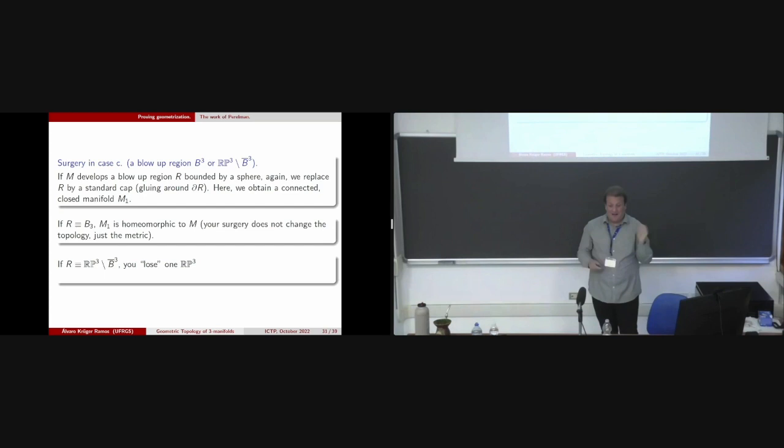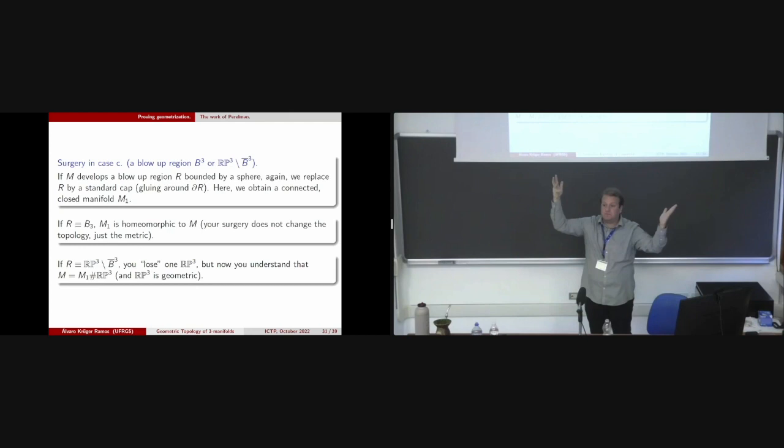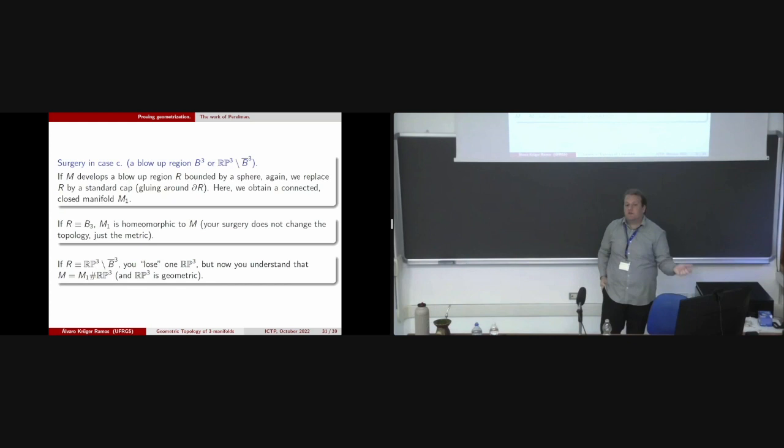But if you had something like RP3 minus a ball, you are losing one RP3. You are replacing RP3 by S3. But then you are again making a connected sum of M. You find out that M had this sphere, where inside this sphere you had RP3, and outside this sphere you had something else, M1. And now this is exactly how a connected sum works. So you don't decompose it as a connected sum because the RP3 component is not there anymore. But you know that M originally had an RP3 component, and RP3 is geometric, so that's not too bad. That's okay.